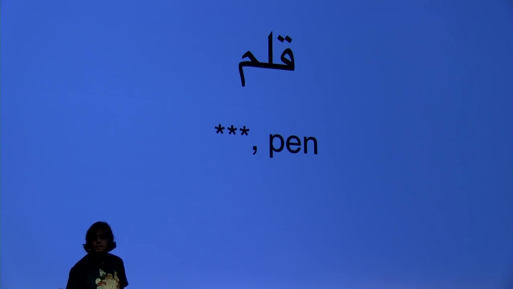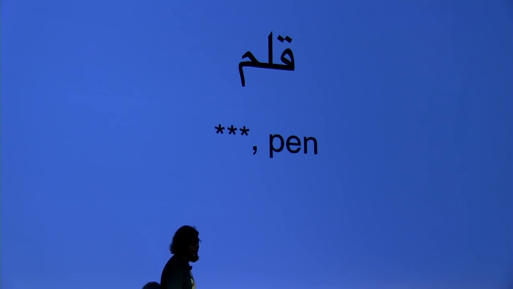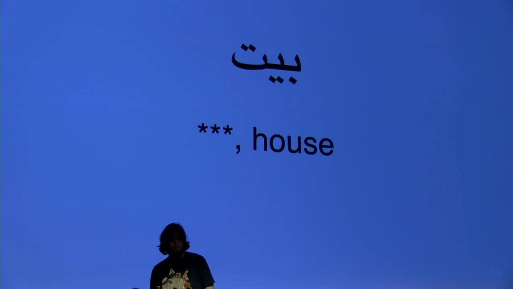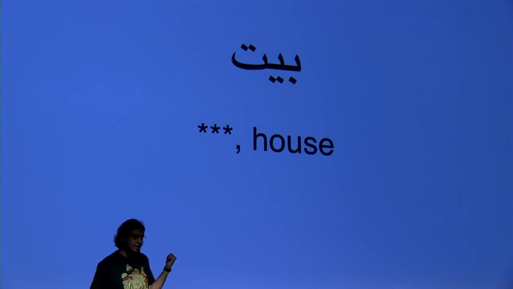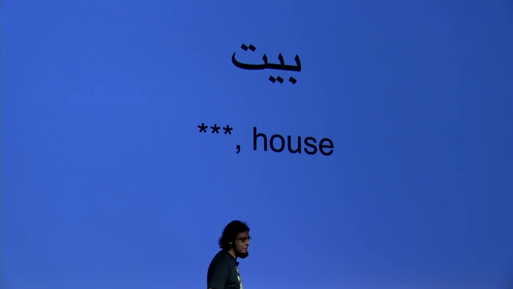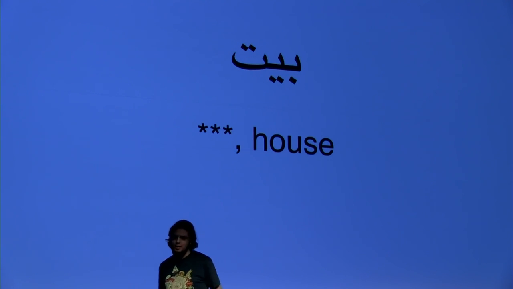Sorry? Kalam. Yes. Kalam. In Egyptian, I'm half Egyptian. In Egyptian, it would be Alam because we don't really like that first letter. We don't like to have double K, so we just kind of drop it most of the time. It would be Alam. There's an enormous variety of dialects and accents in Arabic.